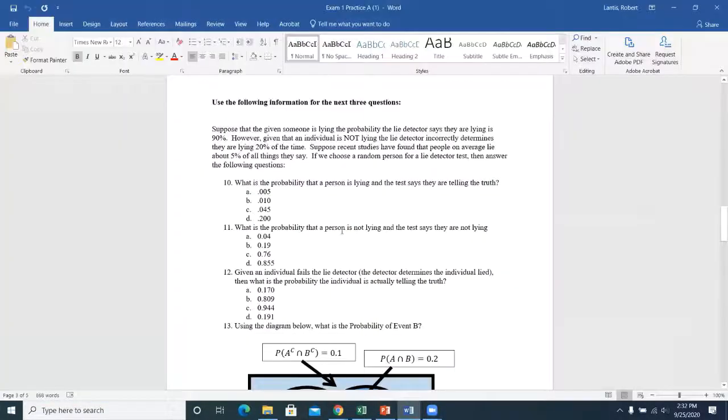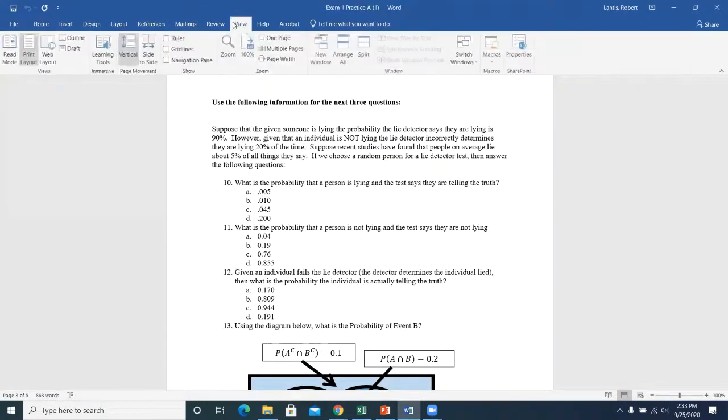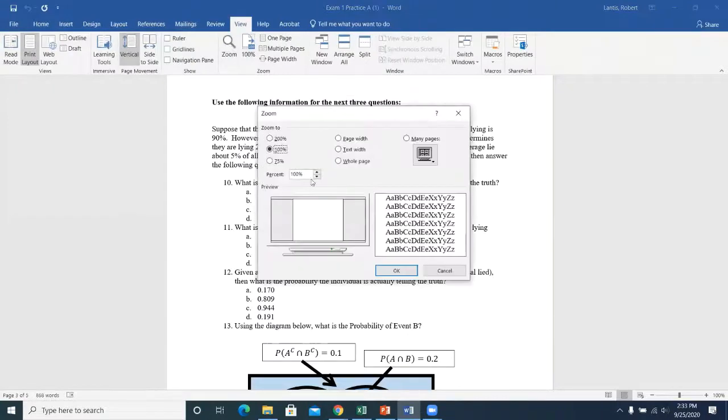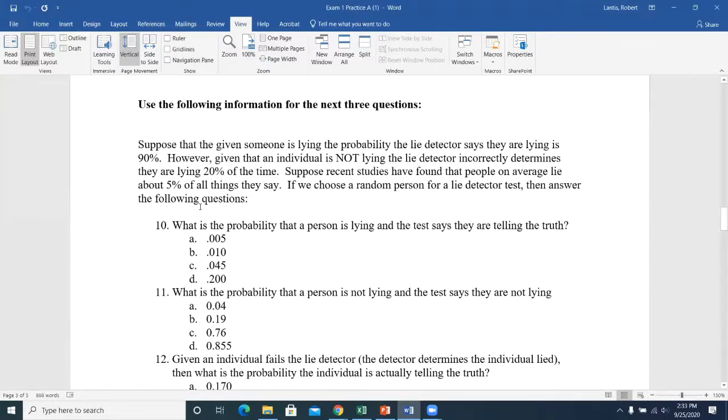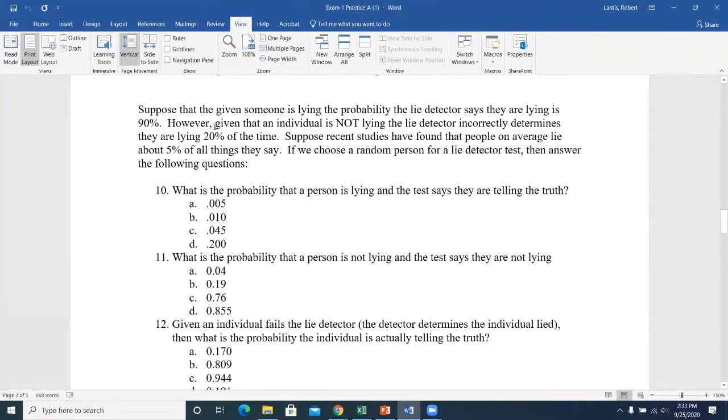Let's work through a couple examples. So let's start off on practice exam A, and we'll start on problem 10, okay? So we're given some information here about whether or not people are lying and lie detector results.